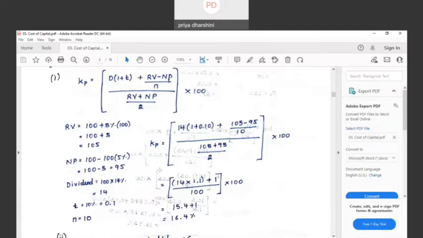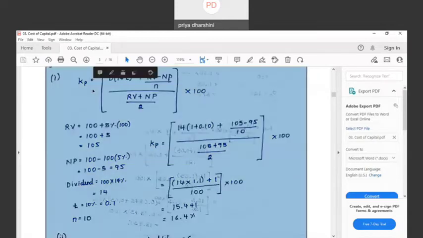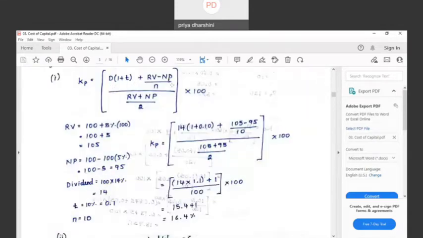So here I will show the cost of preference shares as D into (1 plus T) plus (RV minus NP) by N, divided by (RV plus NP) by 2, into 100. D was 14 into (1 plus 0.1), RV is 105, NP is 95, divide by N, which is 10 years, divide the whole by the average proceeds. Average proceeds is redemption value plus net proceeds divided by 2, into 100. This will give you the cost of preference shares. Is this subdivision understood?